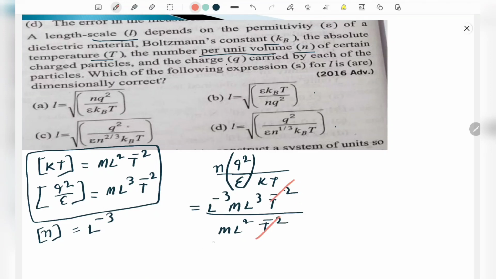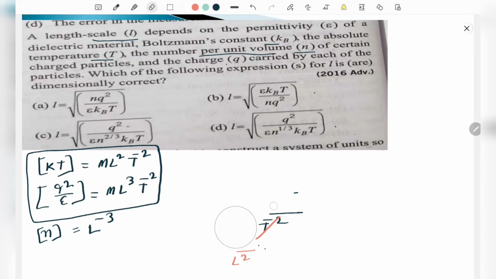T to the minus 2 and minus 2 cancel out, ML cancels out. What is left is 1 by L square. So, it is not equal to L, but it is equal to 1 by L square. So, this option is incorrect.